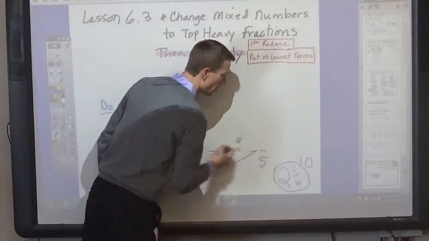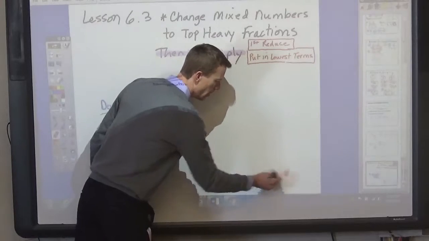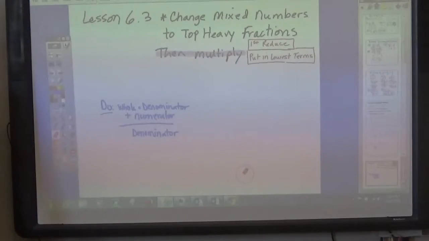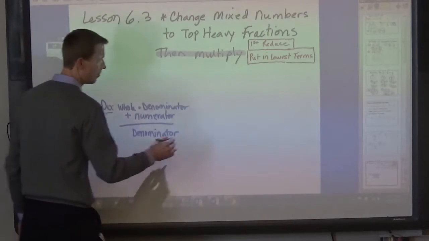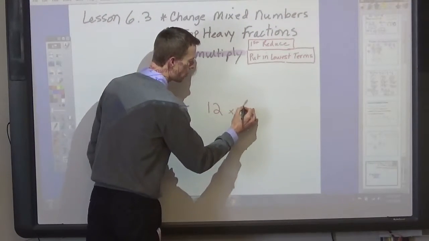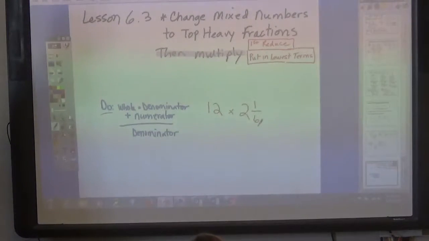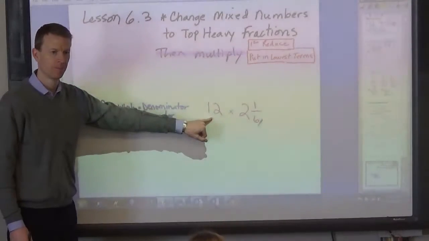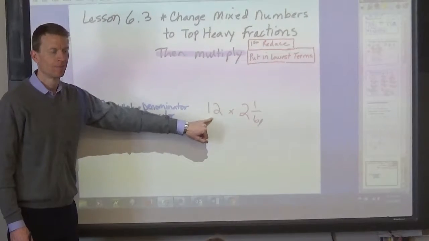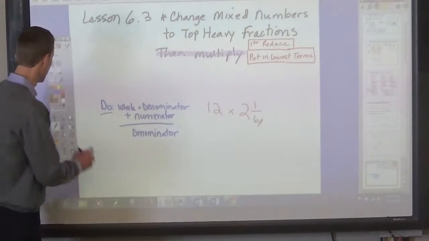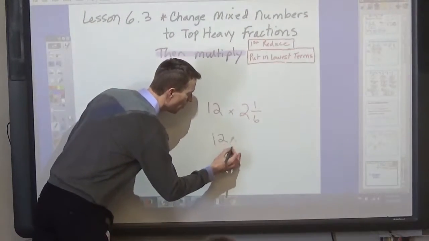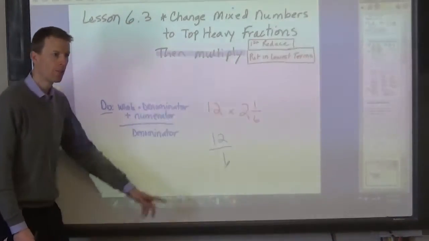I think you'll get this procedure after we do one more, and then I'll let you guys practice. Example 2. 12 times 2 1/6. Okay? First we have to write both numbers as fractions. How do you write a whole number as a fraction? Kate? Good, you just write it over 1. So 12 over 1, and then convert this one to a fraction.